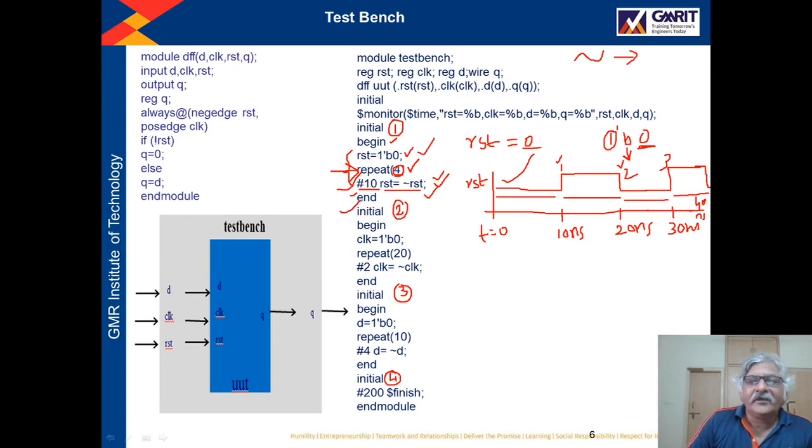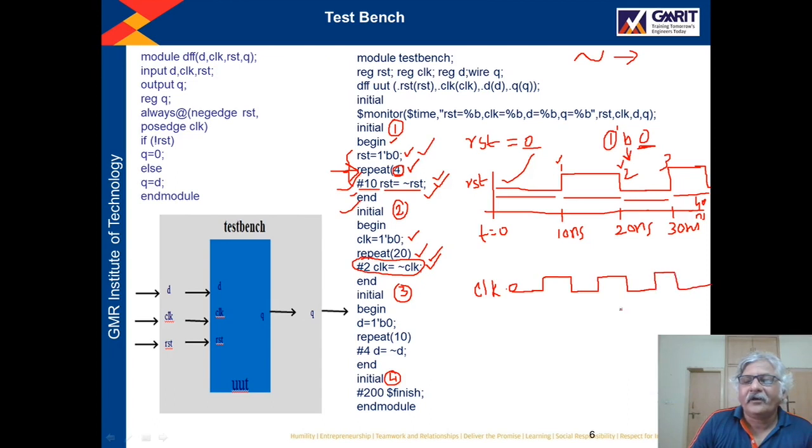Now you see the next initial block number 2. Here what I have written, CLK is equal to 1 tick B 0. So this is CLK, and with this statement its value will become 0. Then repeat 20. So it will repeat this statement 20 times. And what is this statement? Hash 2 CLK is equal to negate CLK. Means after 2 ns, CLK will become 1, then after 2 ns it will become 0, like this.